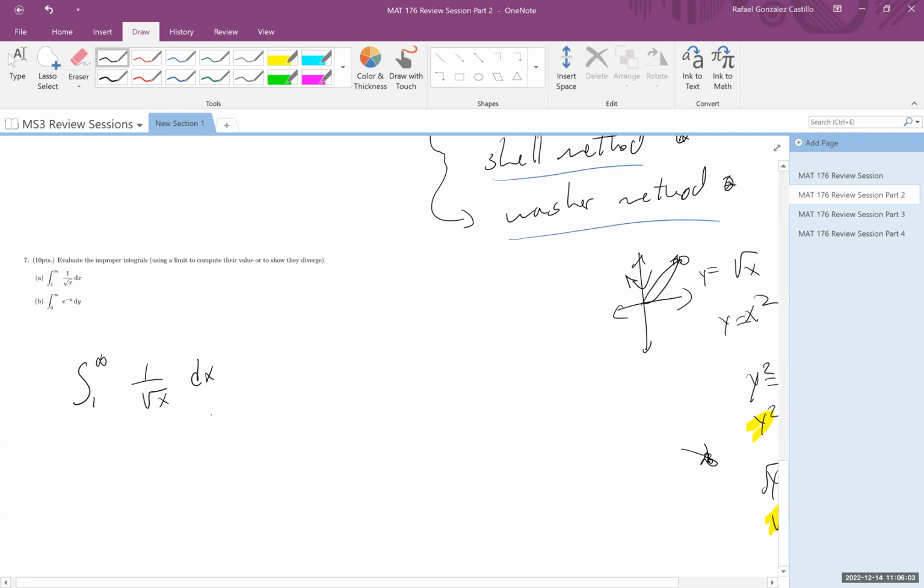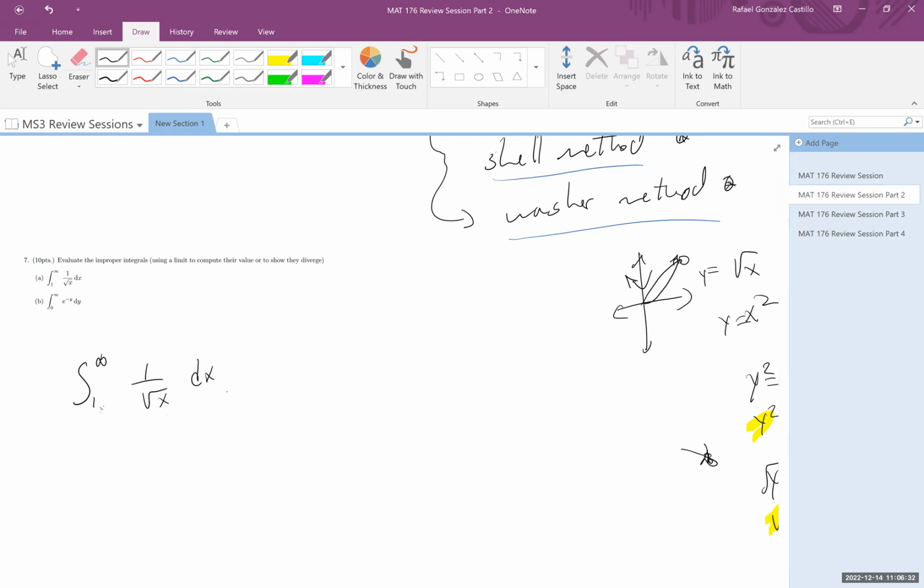Now, why is this an improper integral? This is an improper integral because one of the limits of integration is infinite. If you check the lower limit of integration, if you plug in 1, you're just going to get 1 over square root of 1, which is just 1, and that's not an issue in the domain. So we can move on with our integration techniques for improper integration.